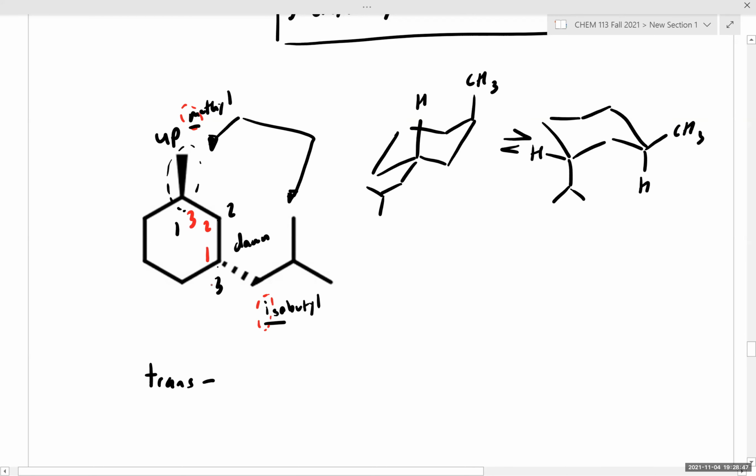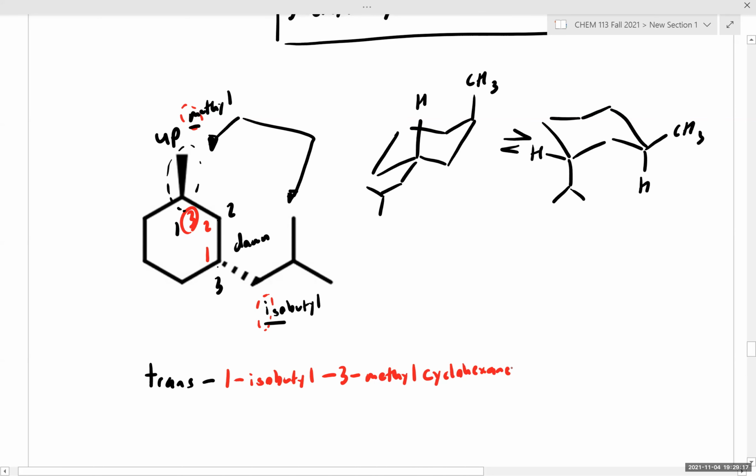So then, if we have a tie in numbering, which substituent would get our lowest locant number? The methyl group or the isobutyl group? Iso. Yes, the isobutyl. So this would be trans 1 isobutyl. Then what's the locant number for the methyl? 3. Yep. So it'd be 1 isobutyl, 3 methyl cyclohexane.